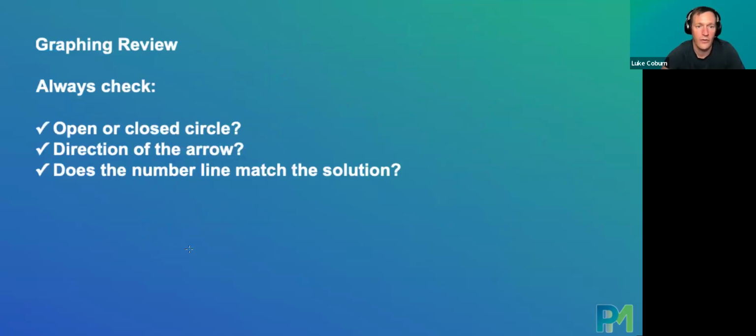Okay. So when we're doing the graphs, we always have to have an open or closed circle. We're going to look at the arrow that we put on, right? And then does the number line match the solution? So we would always want to check and compare.